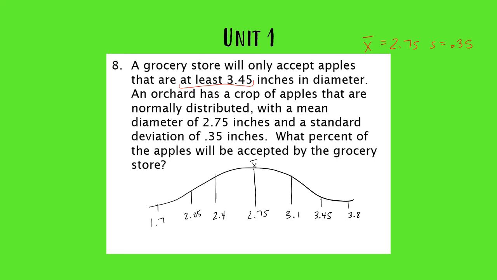Now the question asks what percentage of the apples will be accepted by the grocery store. So I have to go back up, and it says that it accepts apples that are at least 3.45. If I told you to bring at least $5 with you on a field trip, at least $5 means you need to bring a minimum of $5 or bring more. So at least 3.45 means I want to find everything bigger than 3.45.